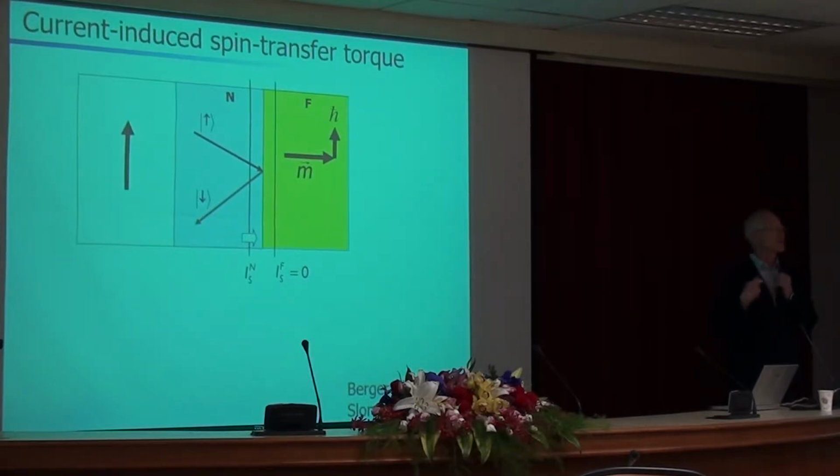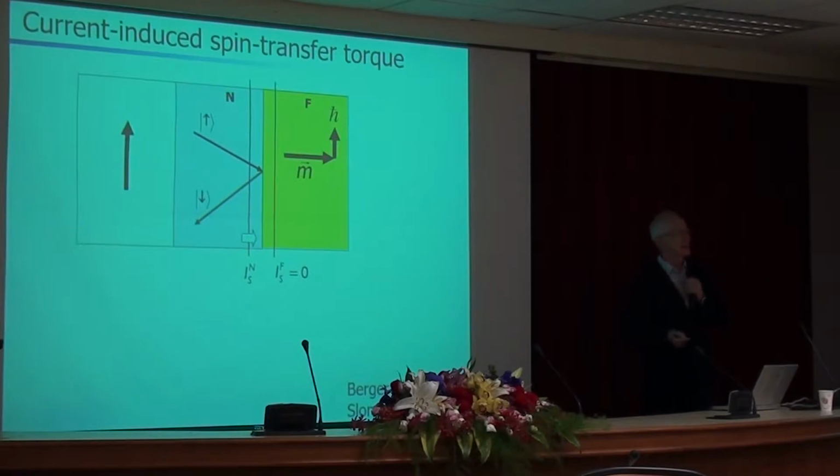So that means we have a non-conservation of angular momentum at the interface, and according to classical mechanics, it means that we are generating a torque. This torque acts on another angular momentum, which is the magnetization here. So the torque is added to this magnet, and if it's large enough, the magnet will move.